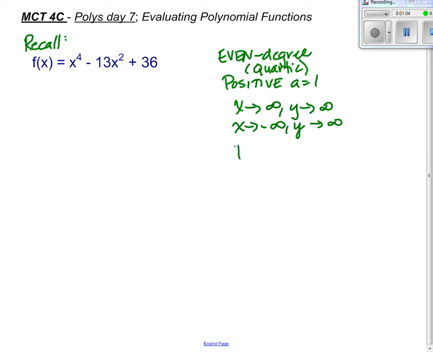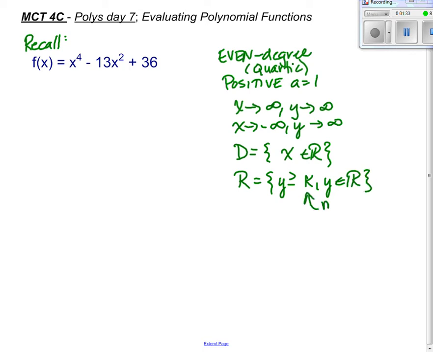We know the domain. For an even degree positive polynomial, the domain will be all x is a real number, and the range will have y larger than or equal to its minimum value, which we can call k. The degree specifically is 4. So that means we can have up to 4 x-intercepts, and we can have up to 3 turning points.